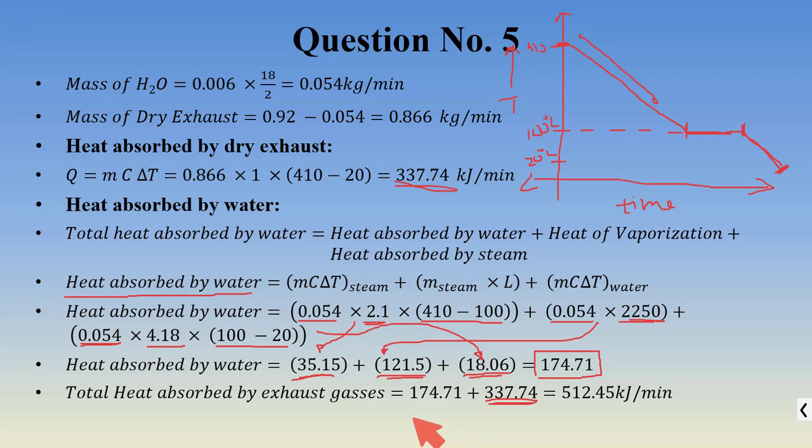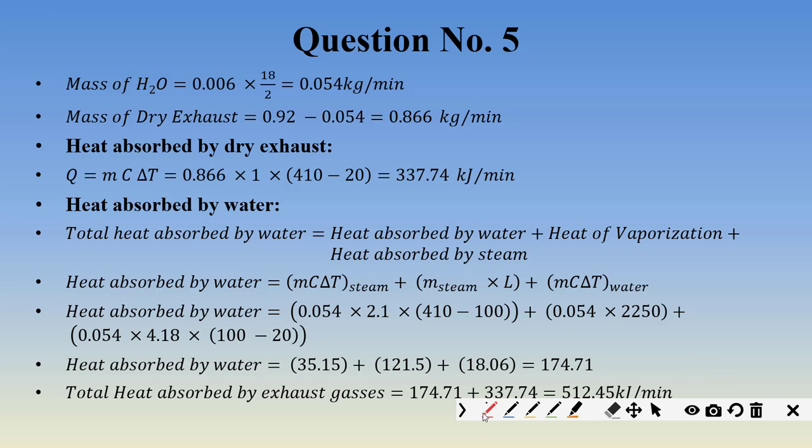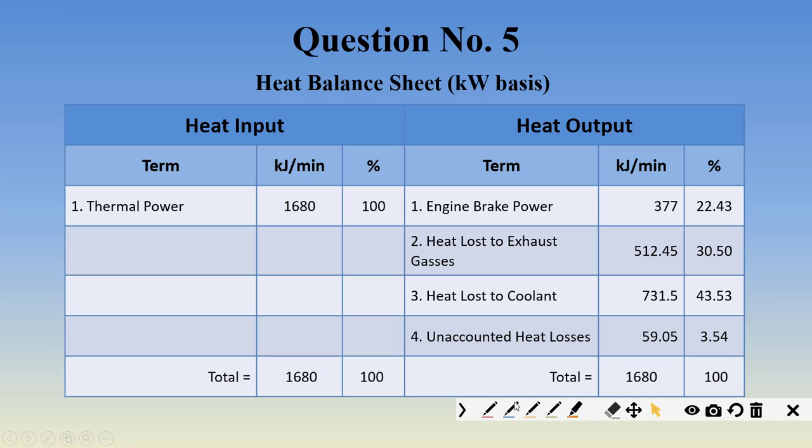So what is the total amount of heat absorbed by the exhaust gases? It is the sum of these two. Okay, so this is how this sum is to be solved. And now that you know the total amount of heat absorbed by exhaust gases, you can substitute that over here. Now the only thing left to find is unaccounted heat losses. And how do you find unaccounted heat losses? You take the sum of these three and you subtract these three from 1680 and you get your unaccounted heat losses.